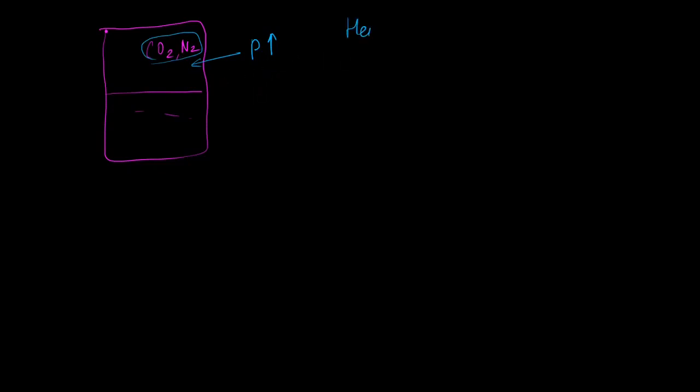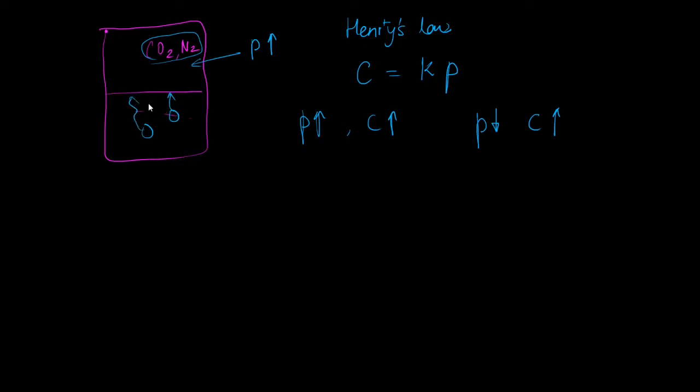Now Henry's law tells us that the solubility is some constant times the partial pressure. As a result of this, if we increase the partial pressure, the solubility increases. Similarly, if suddenly you reduce the partial pressure, the solubility decreases and the gas comes out from the solution. This is what you see when you open a soft drink bottle.